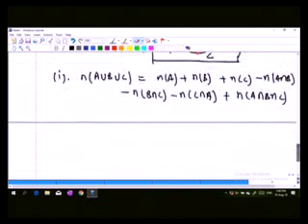So this is how we get this first formula for A union B union C.